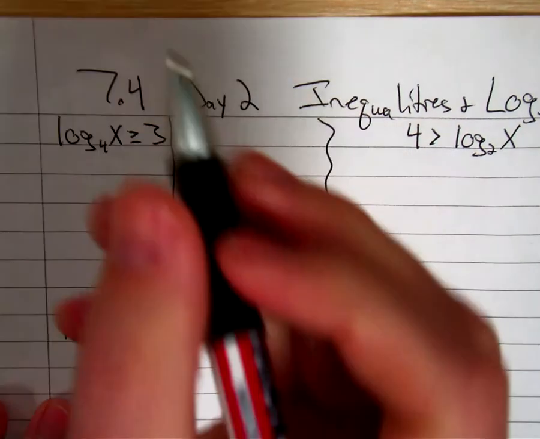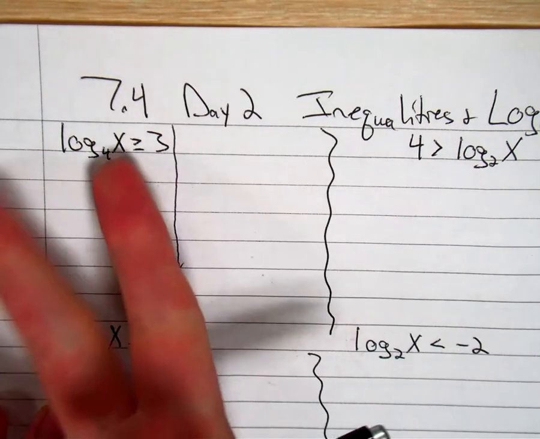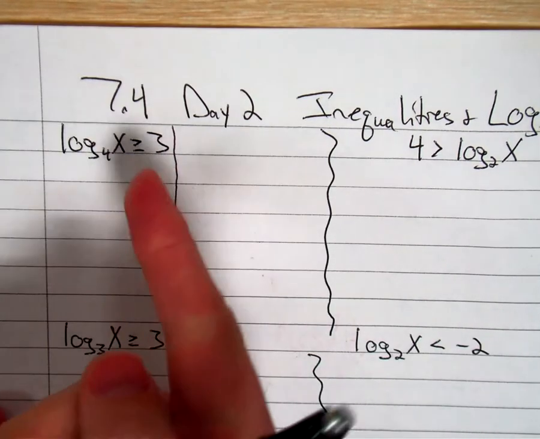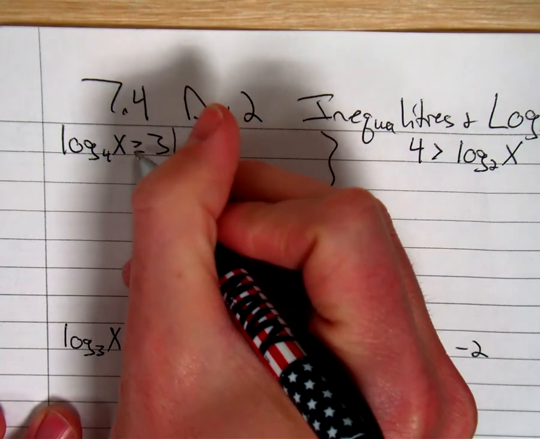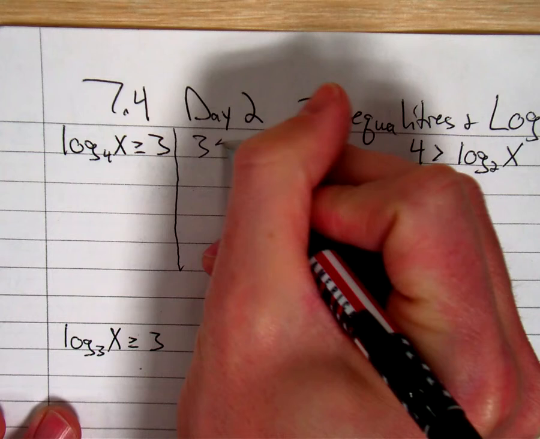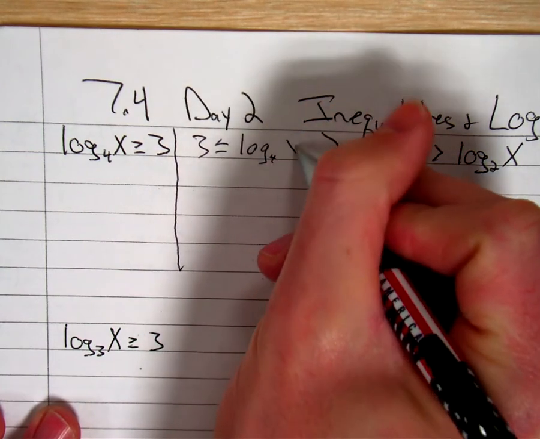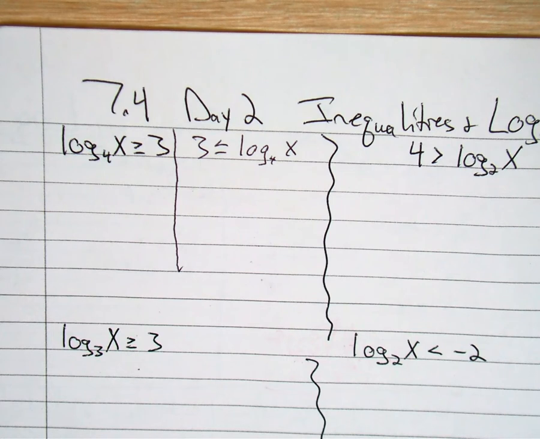Okay, the safe way is to flip these around like we normally do. And when we flip these, we got to flip everything, including the inequality sign, to make sure the pointy part is still on the 3. So we have 3 less than or equal to log base 4 of x.